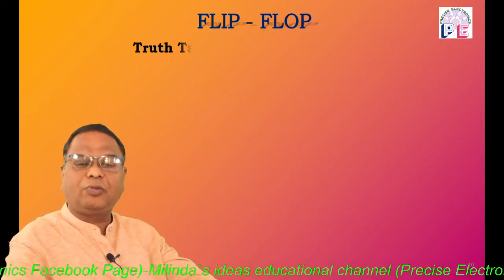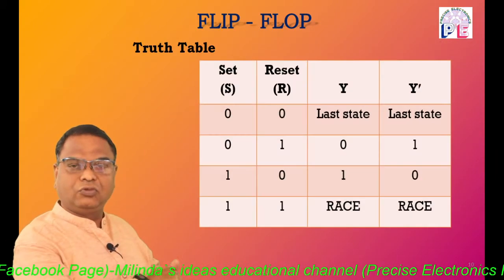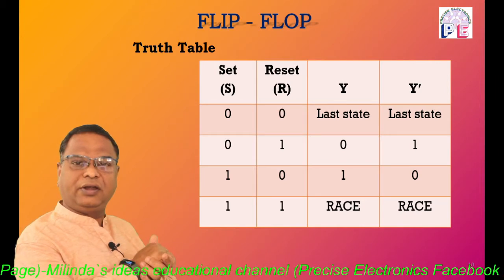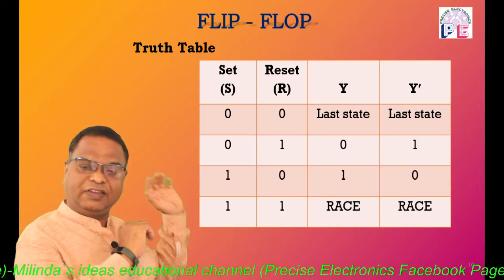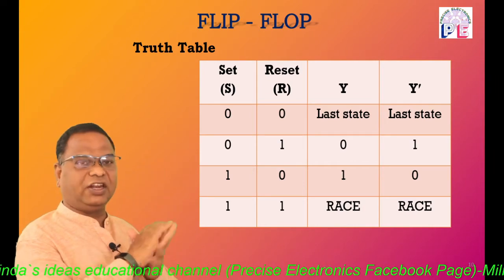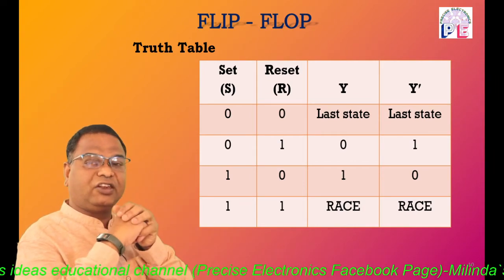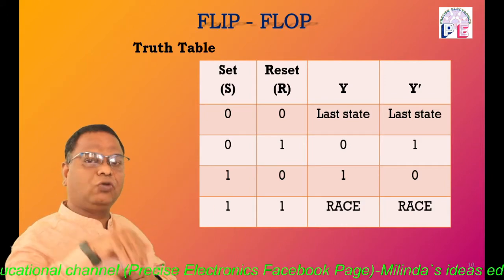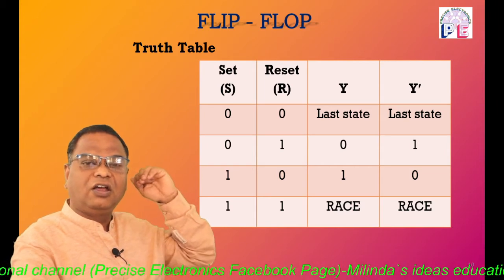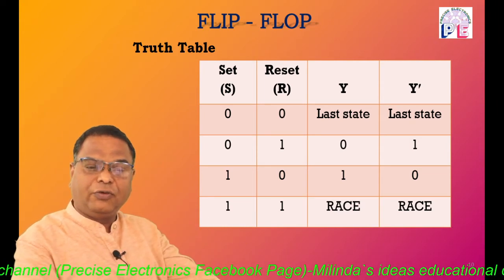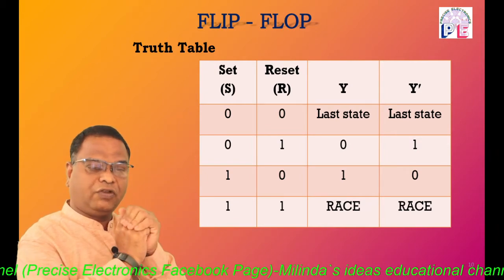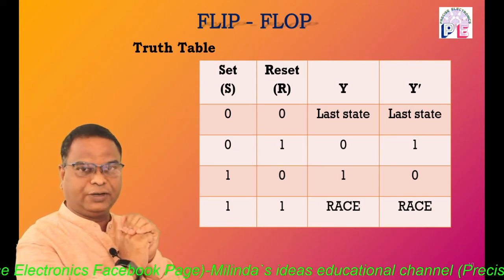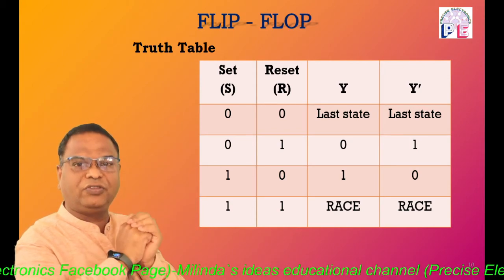The truth table of RS flip flop using NOR gate is now going to display on your screen. Once again, there are two inputs, set and reset input. The two outputs are there, that is Q and Q complement. When set is 0, reset is 0, the flip flop remains in last state. In case of NAND gate, when both set and reset inputs are low, the flip flop is in race mode. But in RS flip flop by using NOR gate, when both set and reset inputs are low, the flip flop is in last state. Next, when set input is 0, reset input is 1, the flip flop is in reset mode. So Y is equal to 0 and Y complement is 1. Flip flop is in reset.